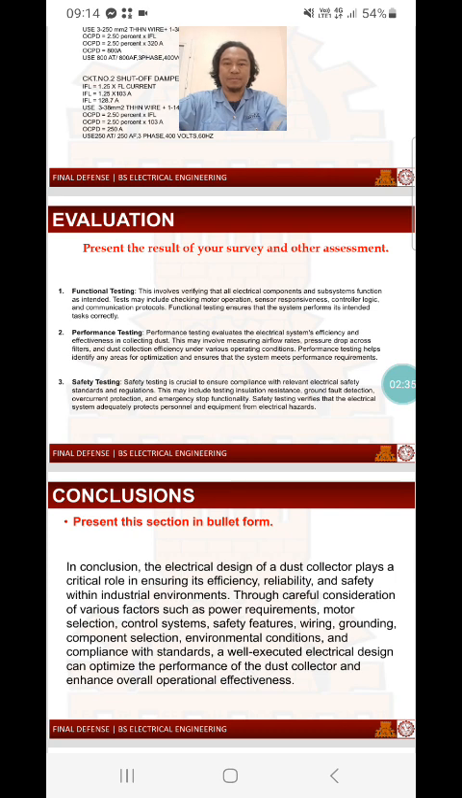Performance testing evaluates the electrical system efficiency and effectiveness. Safety testing. Safety testing is crucial to ensure compliance with the relevant electrical safety standards.